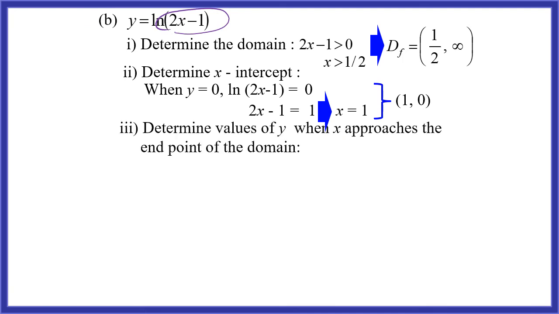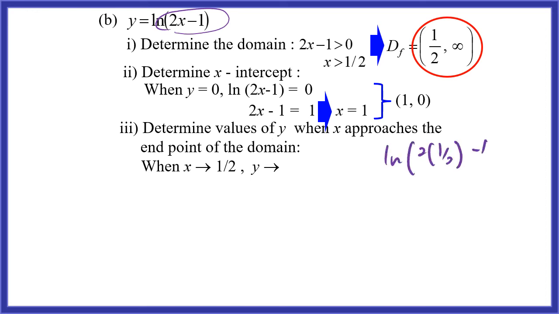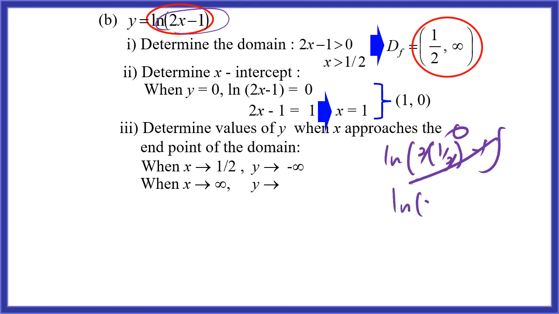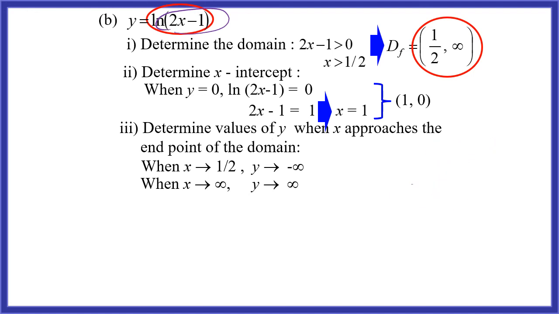Okay, next. Determine the value of y when x approaches the endpoint of the domain. When x approaches 1 over 2, y approaches the natural log of 2 multiplied by 1 over 2, minus 1. So this is equal to 1, and 1 minus 1 is equal to 0. So the natural log of 0 is negative infinity. When x approaches infinity, y approaches the natural log of 2 multiplied by infinity, minus 1. So 2 times infinity is infinity, infinity minus 1 is infinity, so the natural log of infinity is equal to infinity. Okay, so remember the properties from earlier.